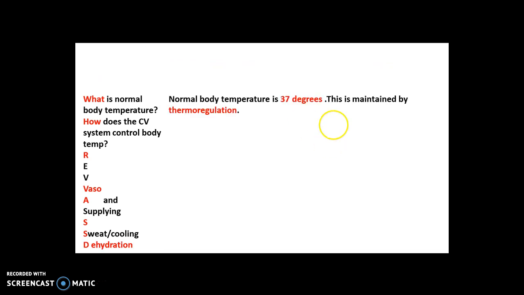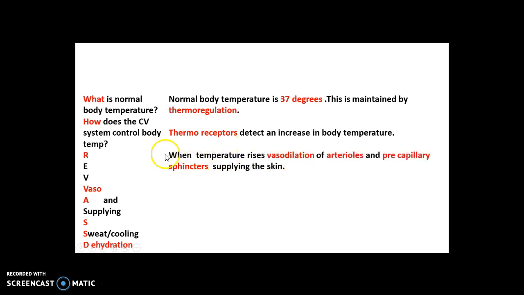So from here then, what is normal body temperature? Okay, so a normal body temperature is 37 degrees C. This is maintained during exercise in heat via a concept called thermoregulation. So how does the CV system control body temperature then? Basically what happens is thermoreceptors detect an increase in body temperature. All that information goes to the vasomotor control centre. We do need to say that when the temperature rises, there is vasodilation, opening of the arterioles and precapillary sphincters, the blood vessels supplying the skin.